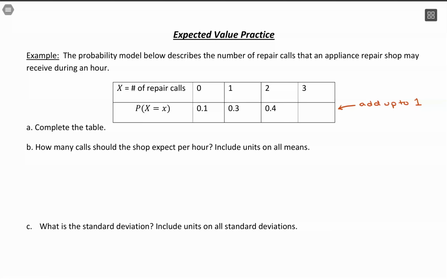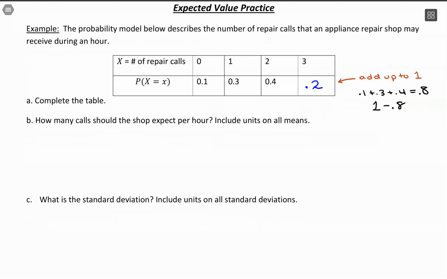So what we could do is think about how much we have covered already, like 0.1 plus 0.3 plus 0.4, which is 0.8. So we have 80% of our sample space covered, and the leftover, the difference of 1 minus 0.8, will be what we need to fill in the blank right here, which would be 0.2. So if you have missing information, just use that idea that all of those should add up to exactly 1.